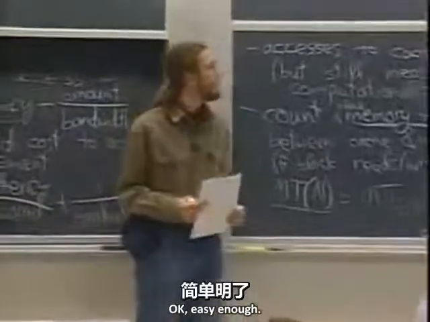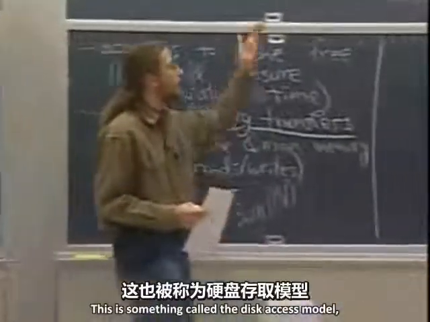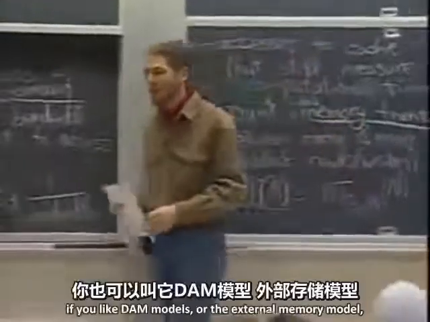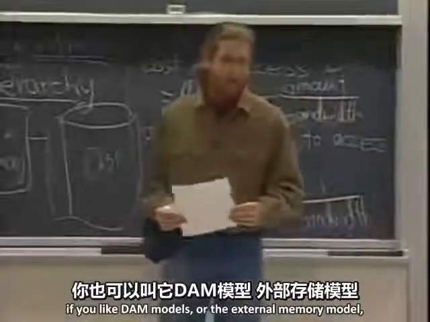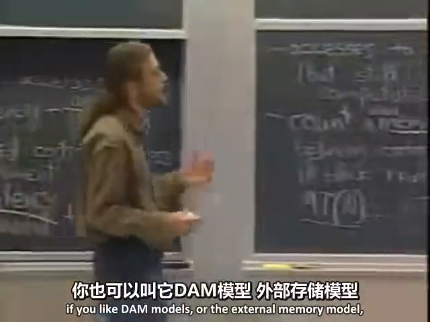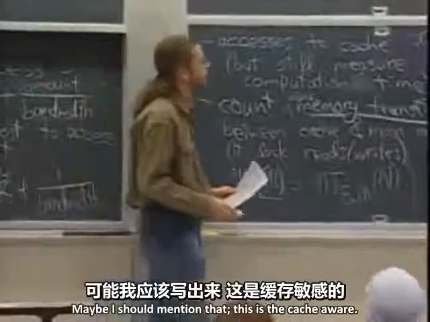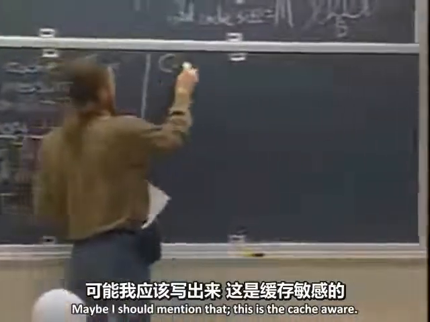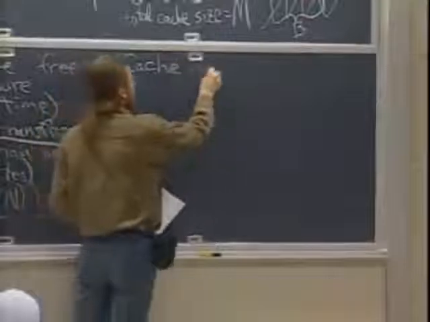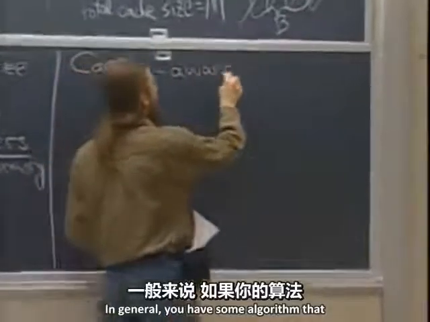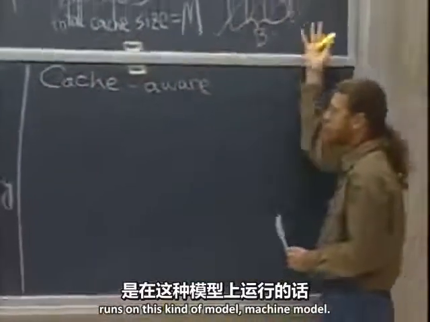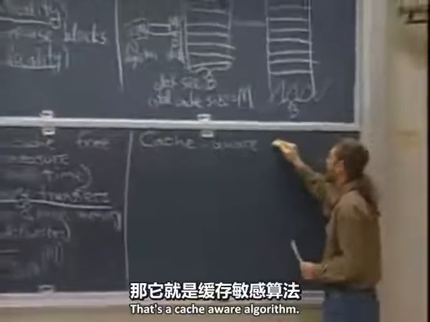Easy enough. This is something called the disk access model, if you like DAM models, or the external memory model, or the cache-aware model. So maybe I should mention that. This is the cache-aware. In general, you have some algorithm that runs on this kind of machine model. That's a cache-aware algorithm.